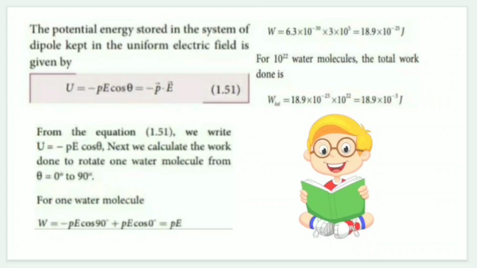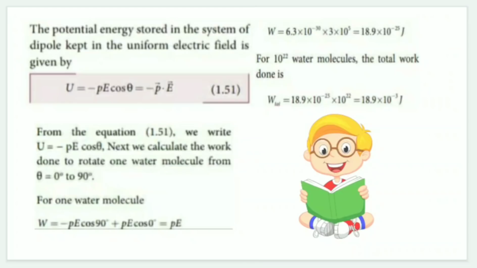So this is just for one water molecule. What will be the total number of water molecules given in this case? It is 10 power 22. So multiply this 10 power 22 with the work done to find out the total work done to align all the dipoles parallel to the electric field.